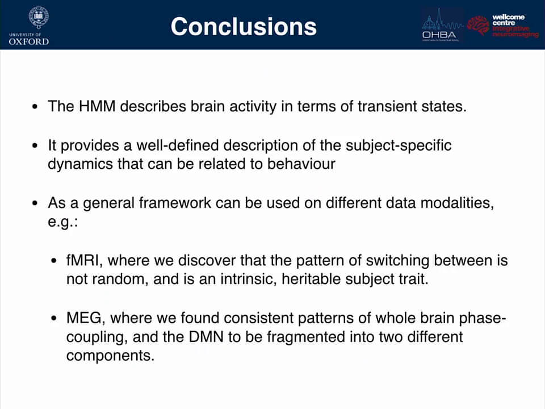So I want to end up with some conclusions. Again, the HMM is a handy, not a biophysical model, it's a handy way of describing the data, might be useful for some questions, and it provides a good description of dynamics that you can then relate to behavior in different ways. So we use it here to investigate temporal dynamics of resting-state networks in fMRI and some spectral characteristics of the networks in MEG, focusing on the DMN.